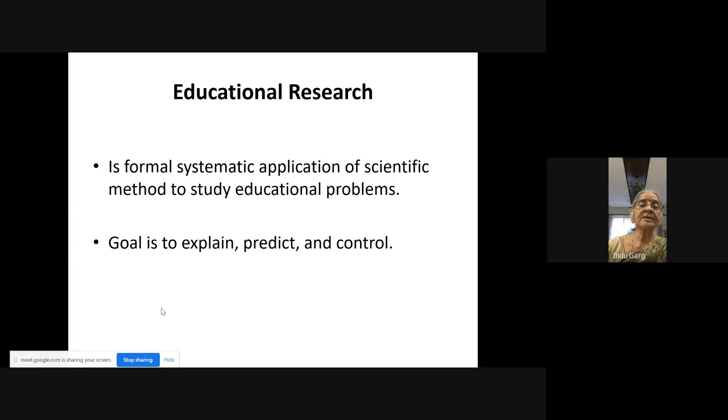So in educational research, the goal is to explain, to predict, and to control. These are again terms that are used when we do experimental methods. But normally in our classroom, very small experiments you could always be doing to be able to come up with immediate solutions to the problems. Okay, next.